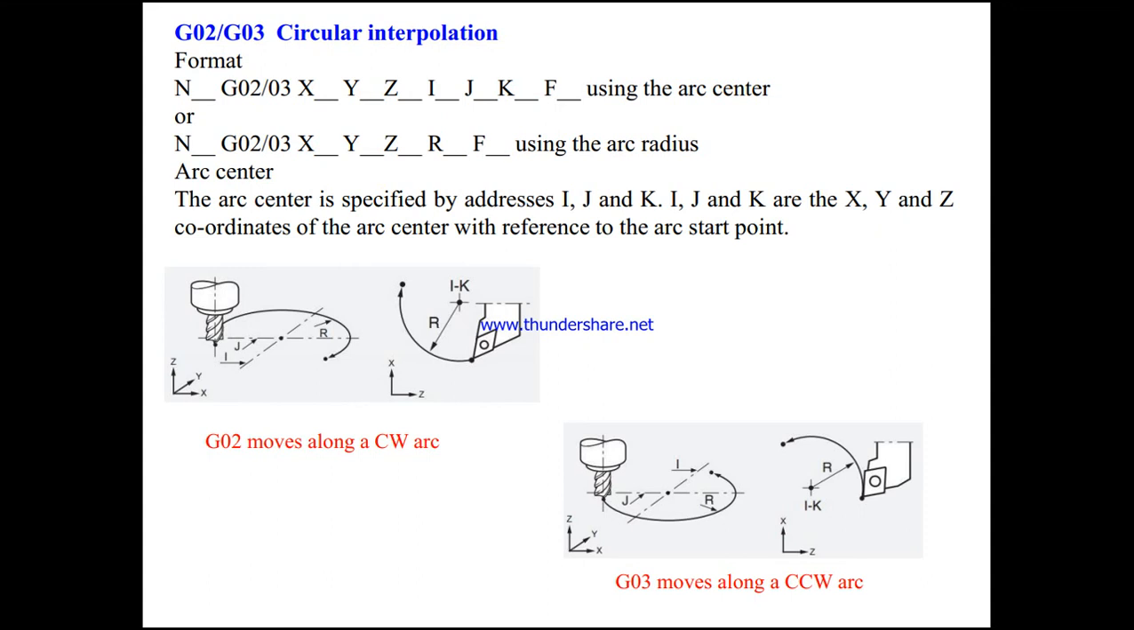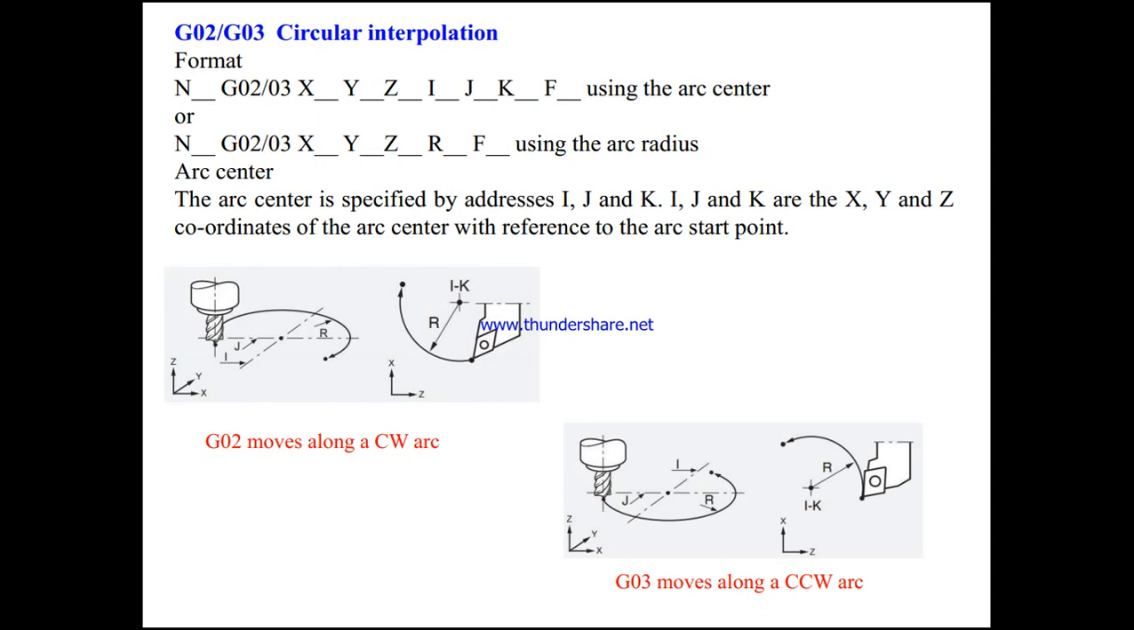G02 or G03 circular interpolation. When we have a circular form, the format is N, which is the sequencing, then G02, G03, X, Y, Z, I, J, K, where I, J, K is the arc center, and the feed. In the same way, we have the sequence number, G02 or G03, X, Y, Z, and the radius. If we have a radius, then we have to give the radius and the feed rate using the arc radius.